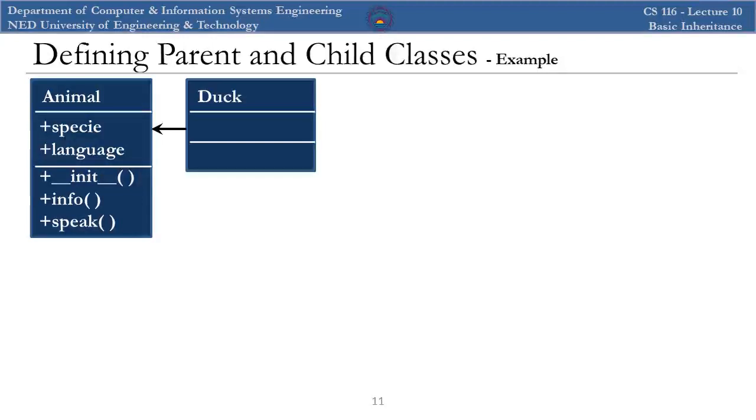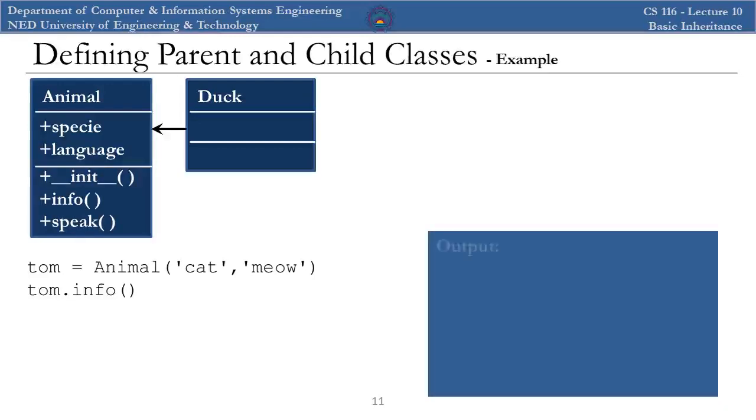So let's write some test code now. This first statement will initialize an object of animal type. Just forget about that child class duck. I'm right now working with the base class animal. So this statement will initialize an animal called Tom, and the values that I'm passing in the parentheses will initialize the instance variables species and language. So species will be set to cat and language will be set to mew, right? Then we can print the info using this info method. It will simply print the info in this specific format, right?